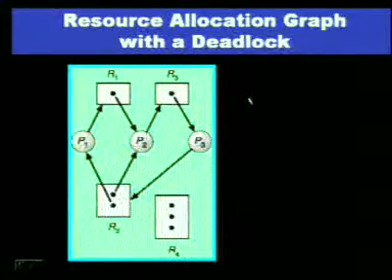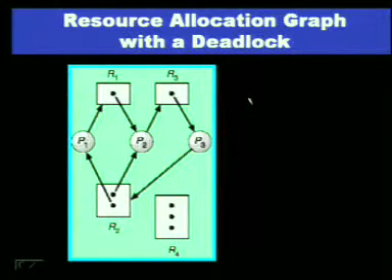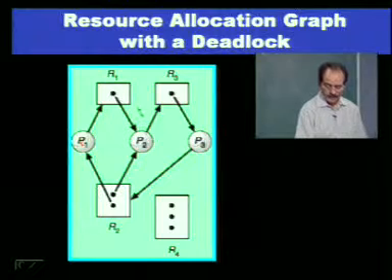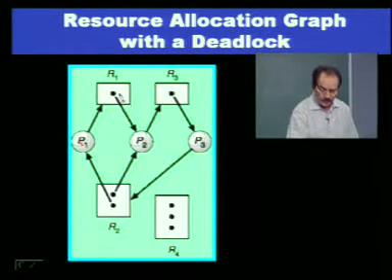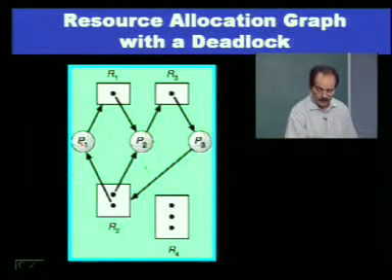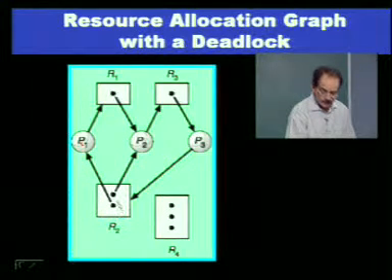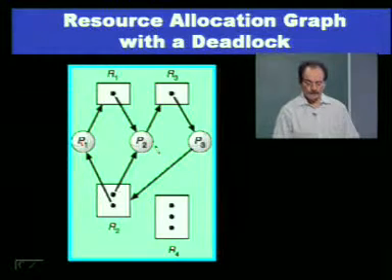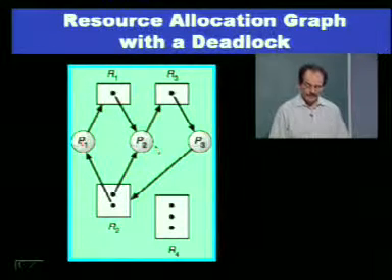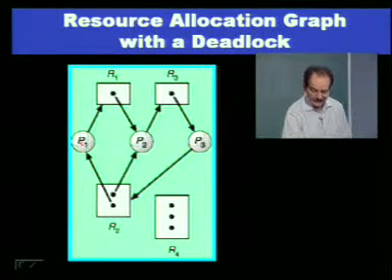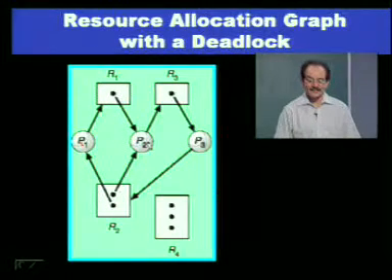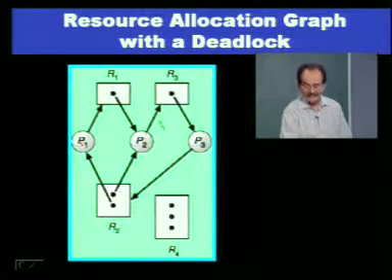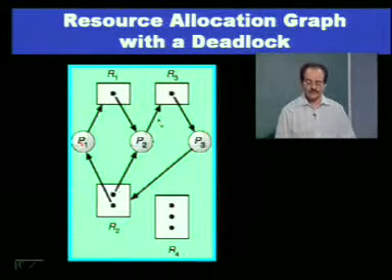Let us say this is a resource allocation graph with a deadlock. Let us say P1 is waiting for resource R1, R1 has been allocated to P2, and resource R2 has been allocated to P1, and this has been allocated to P2. This sort of thing can lead us to a deadlock. In this particular graph there is a cycle, which shows that this graph has a deadlock.